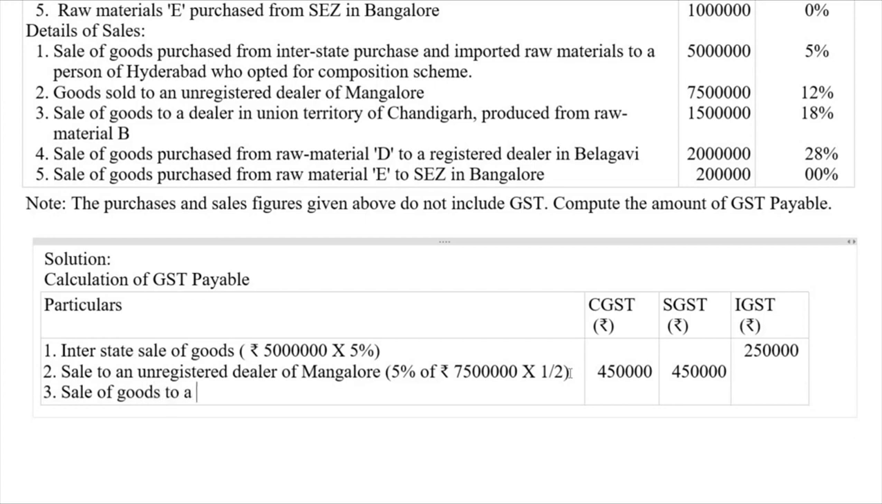Then next, number 3 here, sale of goods to a dealer in Union Territory produced from raw material. So here it is given as 15 lakhs. So 15 lakhs into 18%. Sorry, it is not 18. Yeah, 18%.